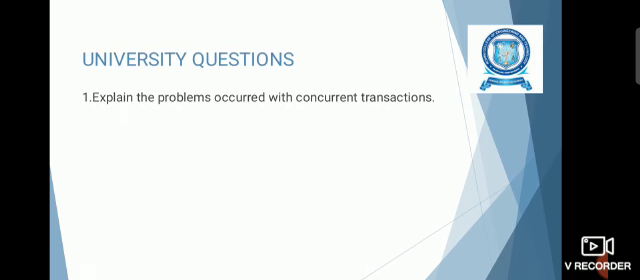And now we can see the possible university question from this topic. The one possible question is: explain the problems of concurrency, or the problems occurring with concurrent transactions. We have to explain the three problems with examples.